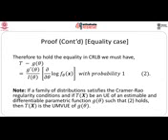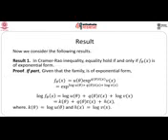Therefore, to hold the equality in CRLB, we must have T − g(θ) equals g'(θ) by I(θ) into ∂/∂θ log f_θ(x) with probability 1. We write this equation as (2). Note that if a family of distributions satisfies the Cramer-Rao regularity conditions and if T(X) is an unbiased estimator of an estimable and differentiable parametric function g(θ) such that (2) holds, then T(X) is the UMVUE of g(θ).